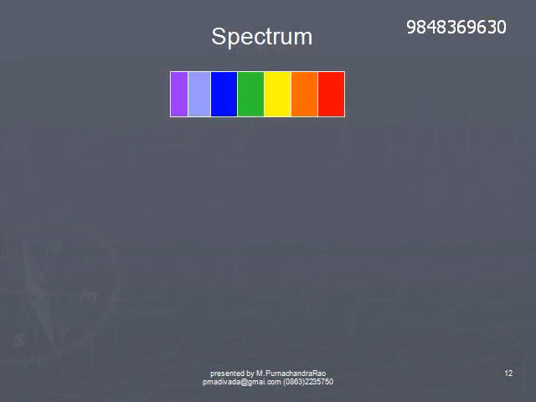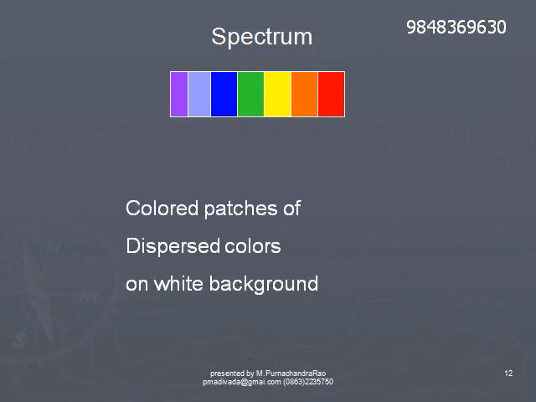Spectrum. The emerging dispersed colors, when caught on a white background, white screen, form colored patches called a spectrum. So a spectrum is that which is formed on a white background by the dispersed colors.